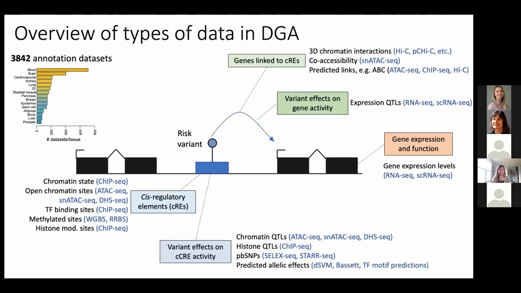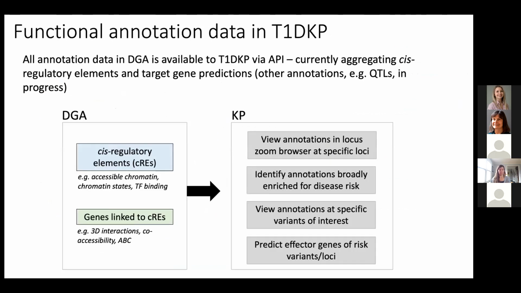There's a lot of data in the site that allows you to annotate regulatory elements, effects of variants on regulatory elements linked to genes, and understand the function of those genes. This data is passed on from our site, aggregated by the Knowledge Portal, and presented in various ways in the Knowledge Portal, some of which I think Noelle and Maria will demo in a minute.